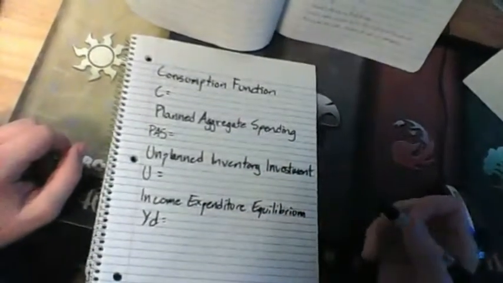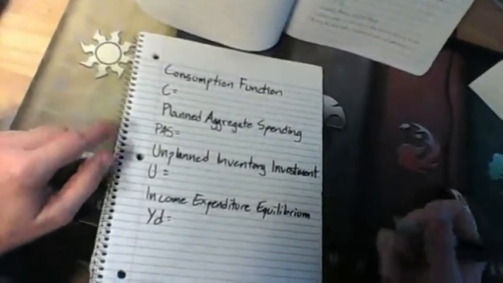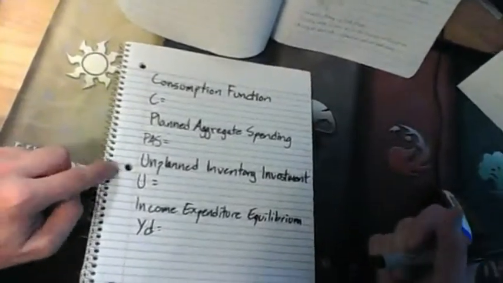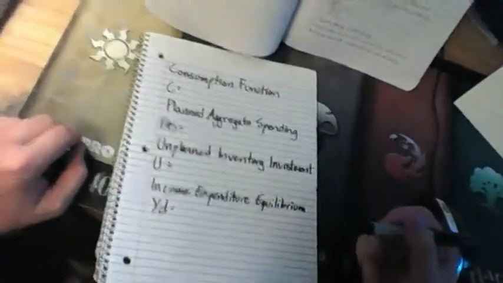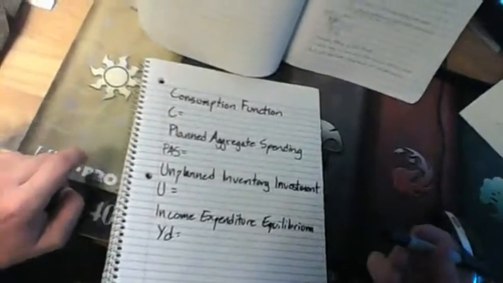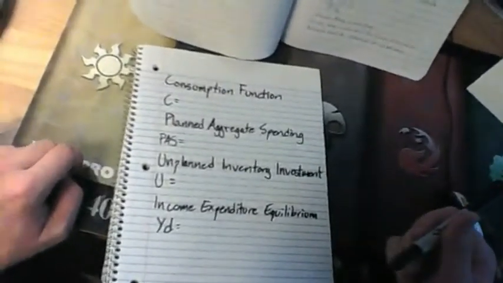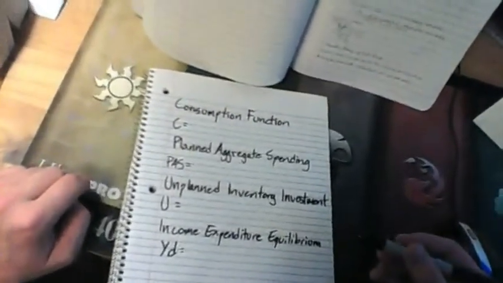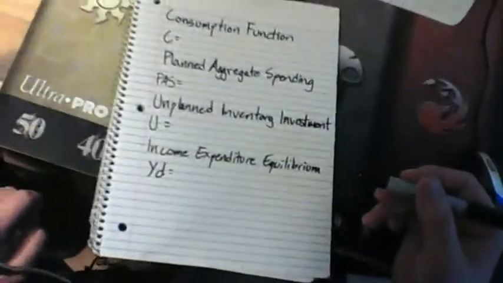Hello everyone, so I'm going to try to go over some of the aggregate expenditure equations that we should probably know for class. What I did is I looked over our aggregate expenditure worksheet and pulled out the 4 equations that I thought were most important in order to understand the aggregate expenditure model.